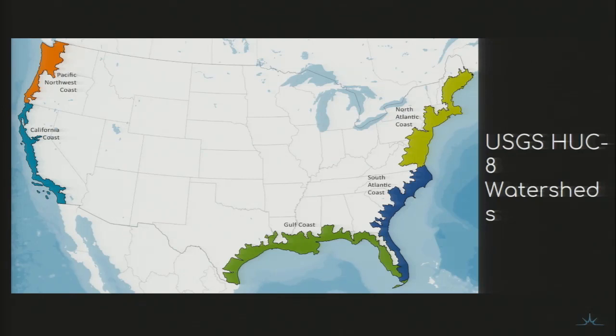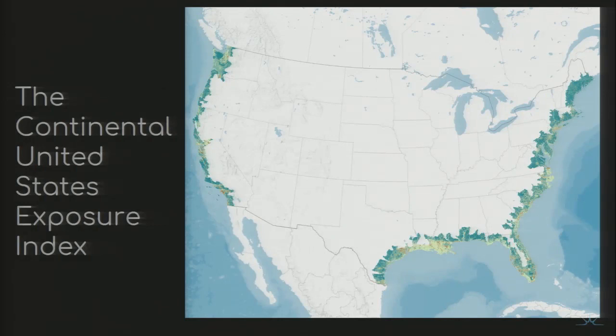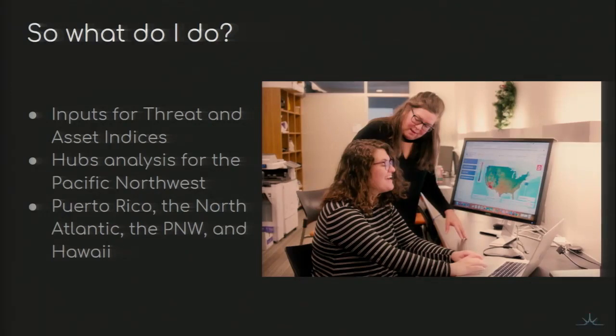We've done that so far for the whole continental United States, which this is the exposure index for the entire continental country. My job specifically is to help create the inputs for these indices. So I'm making the layers that we saw listed earlier under assets and threats. I did a little bit of work to create hubs in the Pacific Northwest.